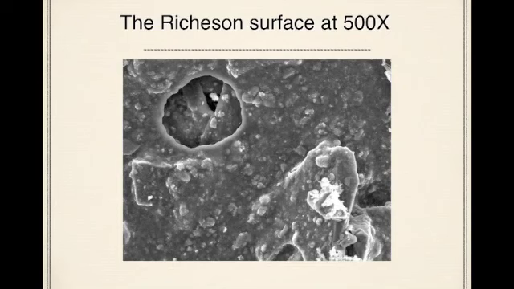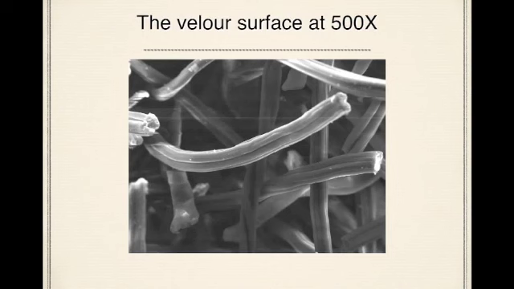Here's the Richardson surface. Now, I don't think I would like to paint on that if I wanted to use lots of layers, because I think the paper would come out very spotty. You'd have real nice color in little holes and not so much in others. Here's the velour surface. I don't know of anybody that uses velour surface, but it does look like it would take a lot of layers.